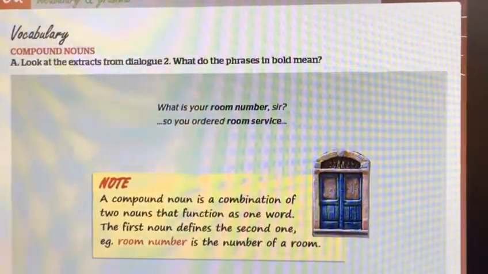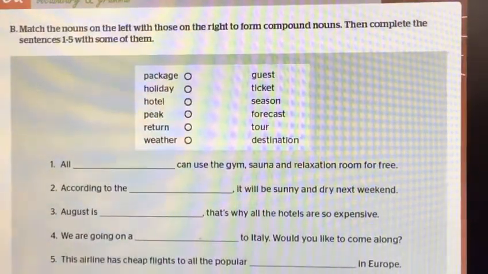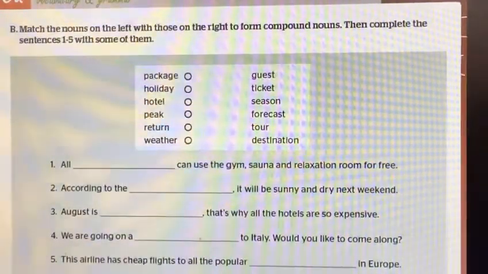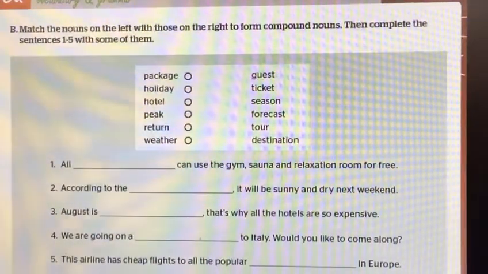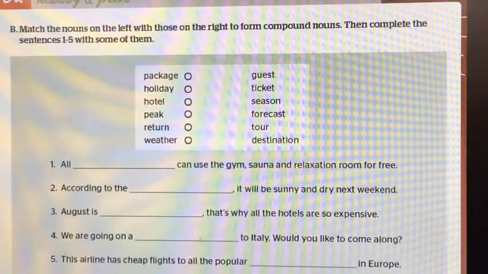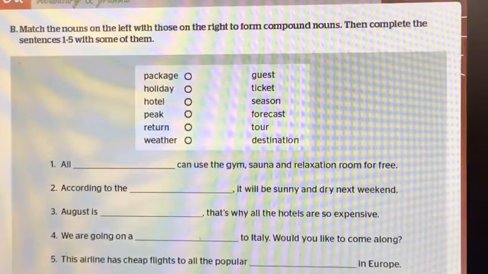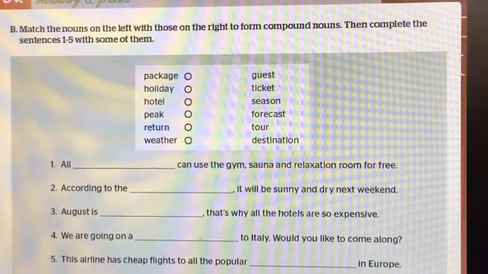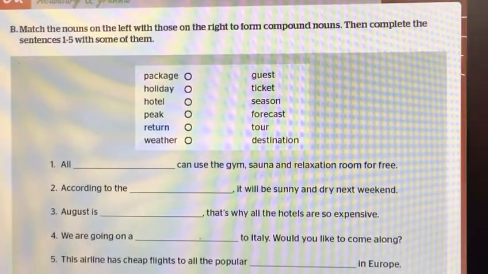Let's start with the questions. Match the nouns on the left with those on the right to form compound nouns. Then complete the sentences from 1 to 5 with some of them. Number one, package, holiday, hotel, speak, return, weather. On the other side, guest, ticket, season, forecast, tour, destination.